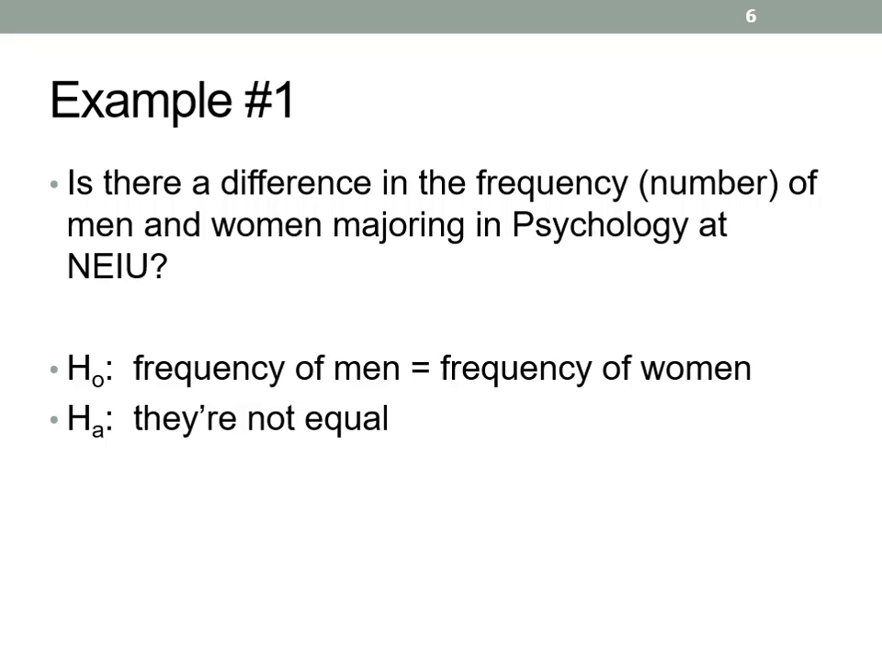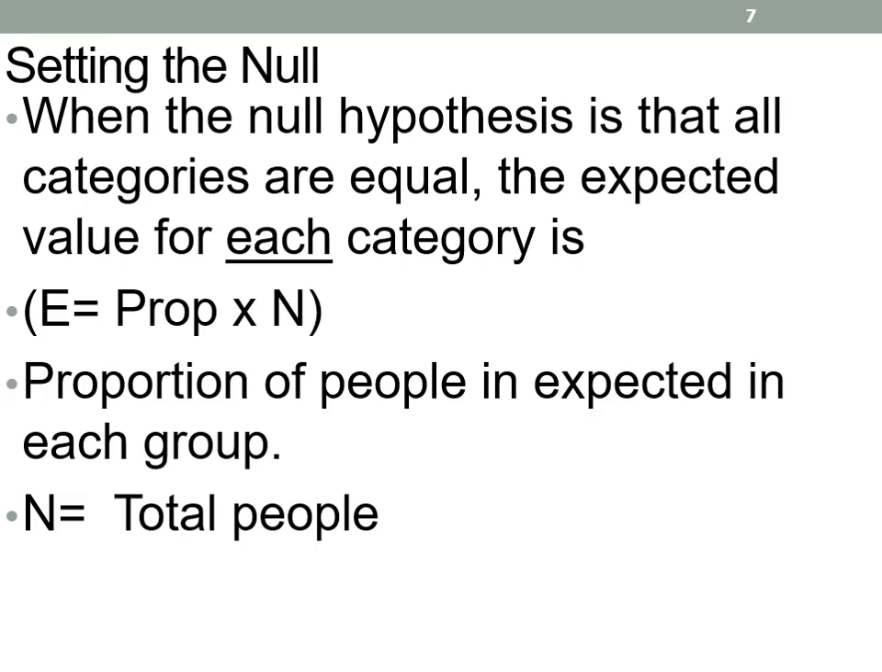Is there a difference in frequency of number of men and women majoring in psychology at NEIU? So here we're not given any information as to what the breakdown might be. Therefore, it's going to be a 50-50 split. So our null is going to be frequency of men equals frequency of women, which means it'll be 50% for both. So say we have 20 people in the class, we'll expect 10 males and 10 females. The alternative is they won't be equal.